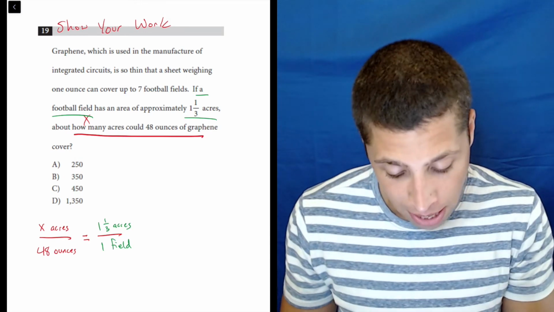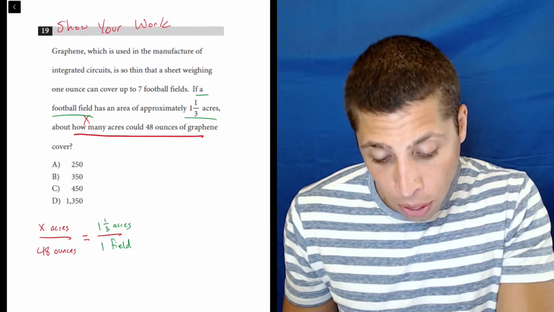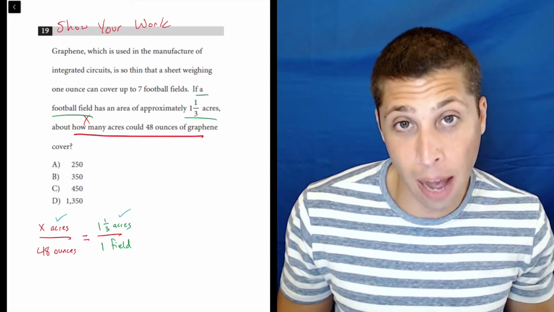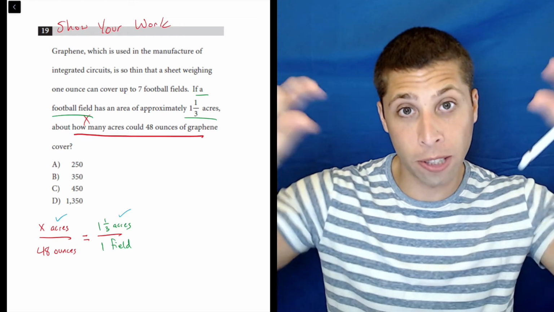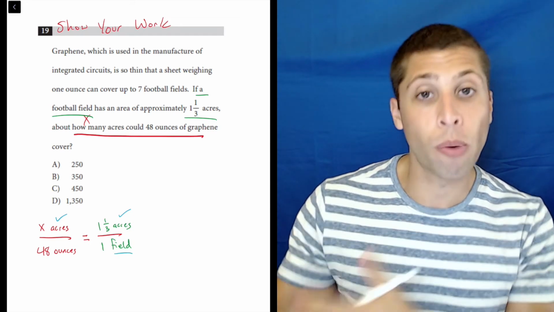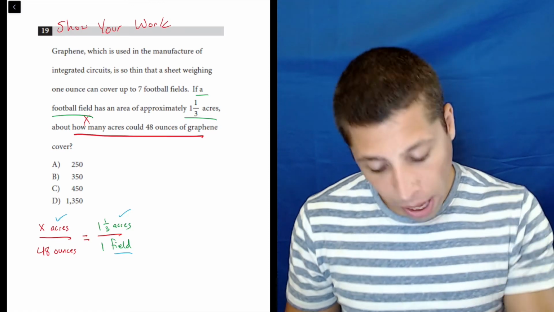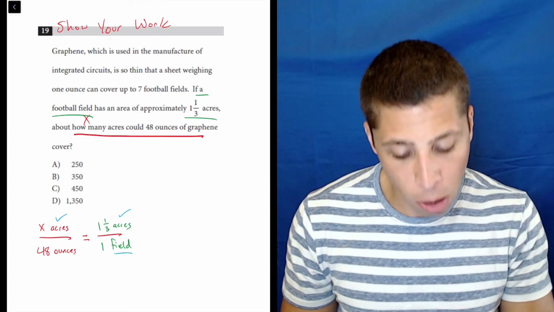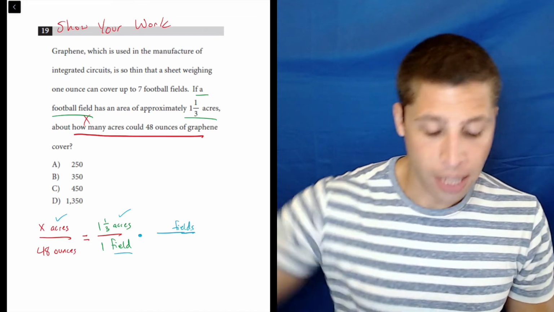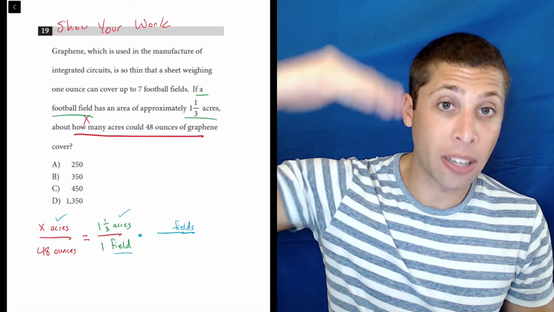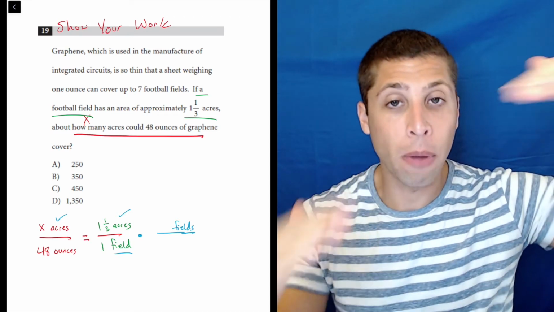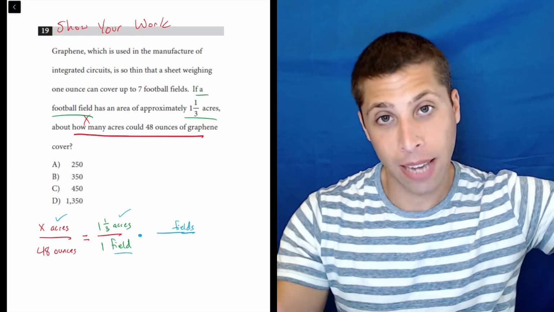So okay, fine. Now, I've got a good thing, which is that I have acres on the top on the left side and on the top on the right side, and that's what I want. I want the units to be the same. But right now, the bottoms don't match up because field is the wrong unit. I want ounces. But that's okay because now I go in and I say, okay, what do I know about fields? I want some unit or some rate that's going to put fields this time on the top so that they cancel out when I have a fraction and I'm multiplying. Something's on the top and it's on the bottom, cancels out.